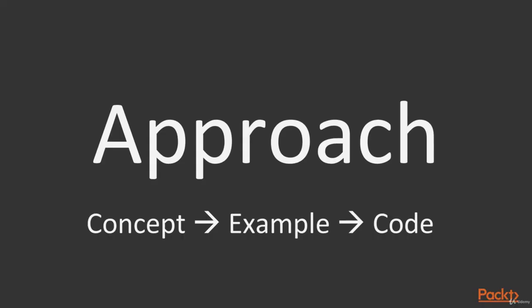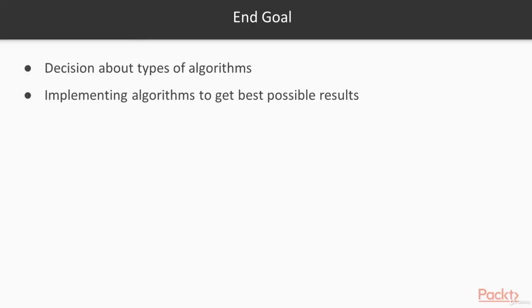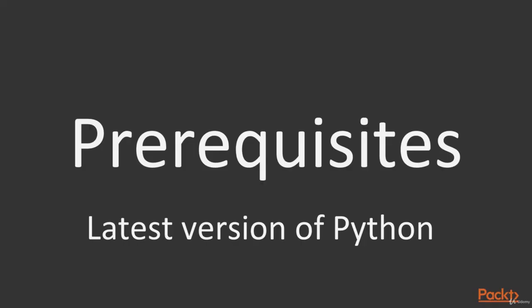The flow of the book is concept, example, code approach. You will learn how to make informed decisions about the type of algorithms you need to use and how to implement those algorithms to get the best possible results. For this course, you just need the latest version of Python installed on your system. So, are you ready?